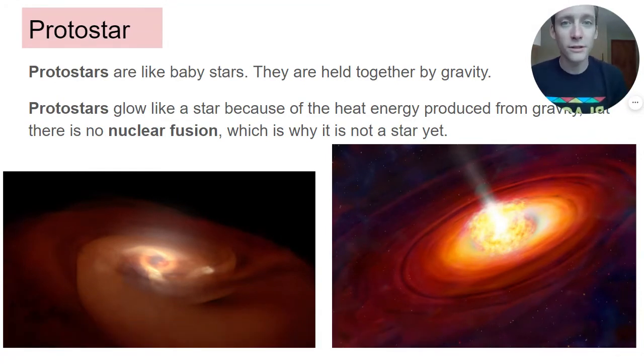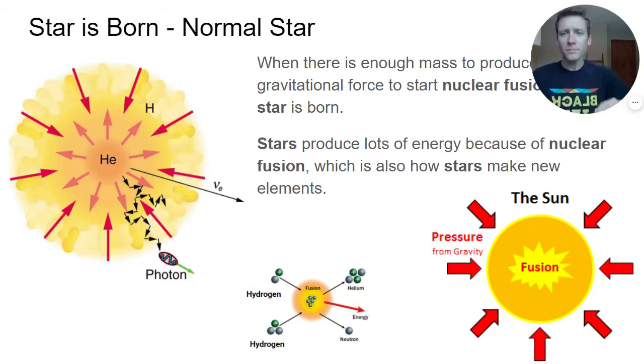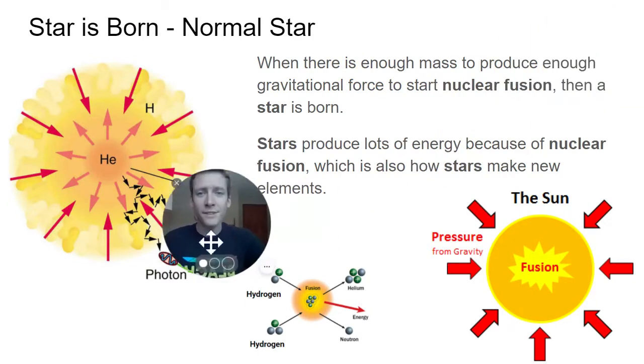There is no nuclear fusion. When we have nuclear fusion, we have a star. But we're not there yet. We only have this baby star, a protostar. So, in between stellar nebula and a real star, we have this protostar, which is almost a star, but not yet because no nuclear fusion. When that nuclear fusion occurs, we have a star.